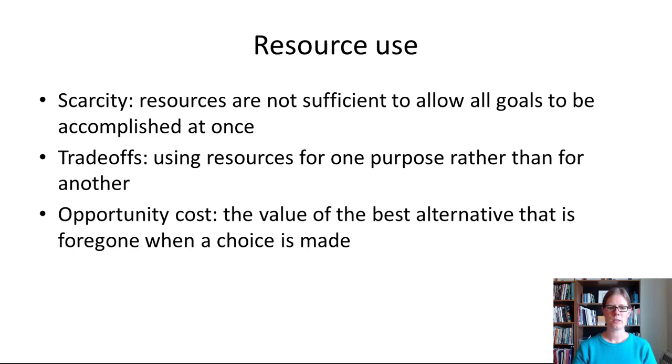The opportunity cost of a decision is defined as the value of the best alternative that's foregone when that decision is made. So for example, suppose a clothing company has to decide whether to use its employees to produce shirts or pants. If it decides to produce pants, the opportunity cost of that choice is the value of the shirts that it otherwise could have made. If it had decided to make shirts, the opportunity cost would have been the value of the pants.